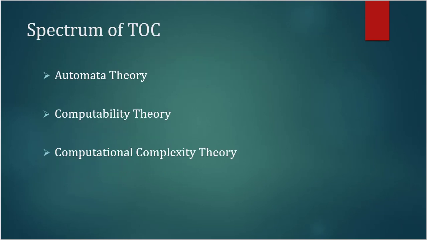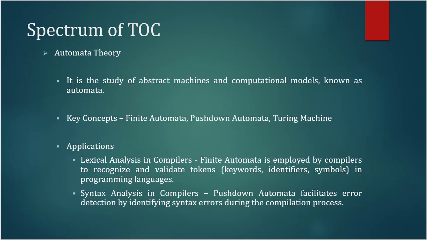The spectrum of TOC covers automata theory, computability theory, and computational complexity theory. Let us understand each of these one by one. Let us understand what is automata theory. Automata theory is the study of abstract machines and computational models known as automata. The term automata refers to abstract machines that are used to solve problems algorithmically.